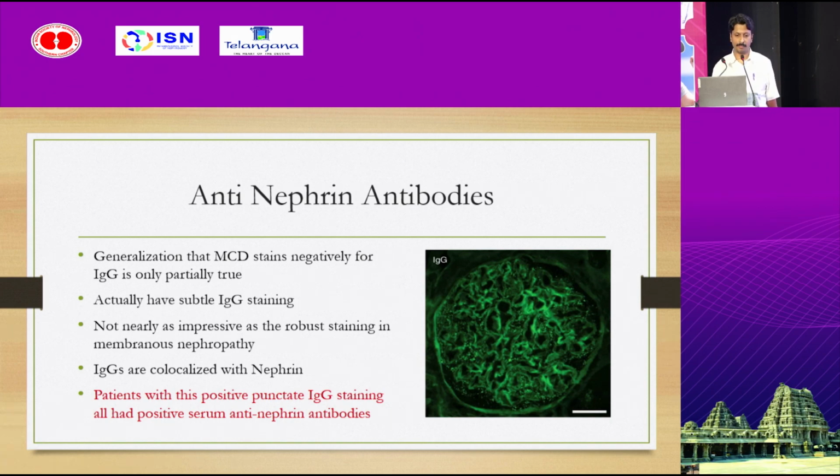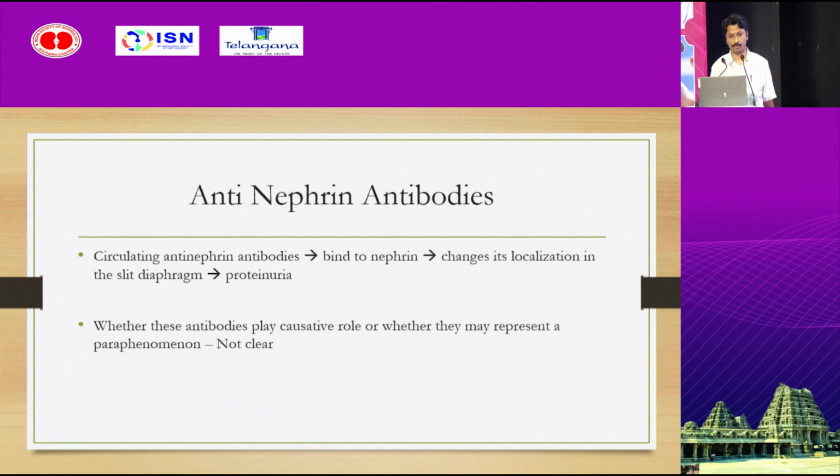Some patients in their cohort, when they looked back, were found to have subtle IgG staining, which is not as impressive as membranous nephropathy changes. Almost all the time the IgGs were co-localized with nephrin, and the classical description is punctate IgG staining on the glomerulus. All these patients were documented to have positive serum anti-nephrin antibodies.